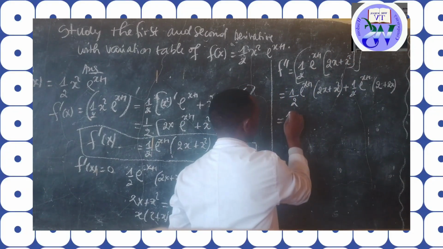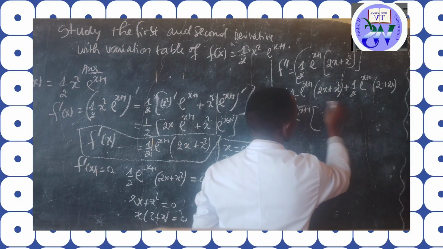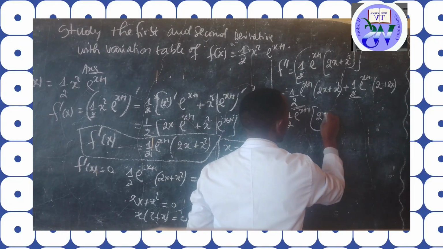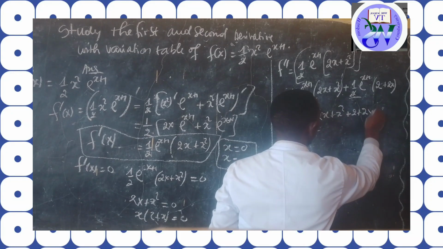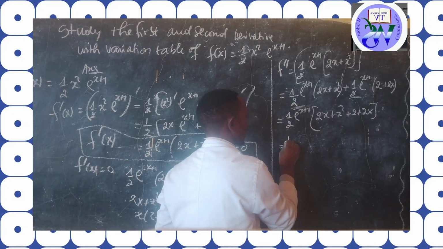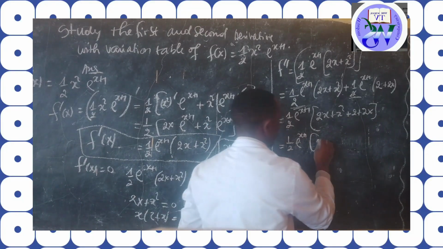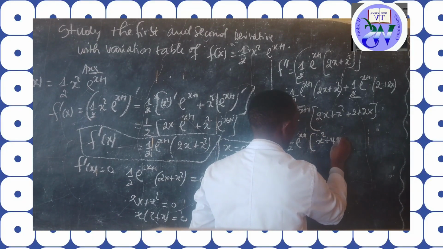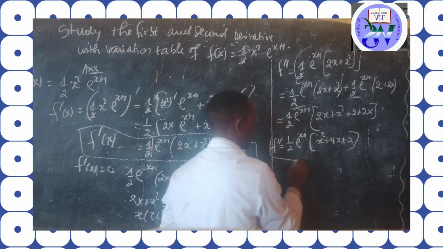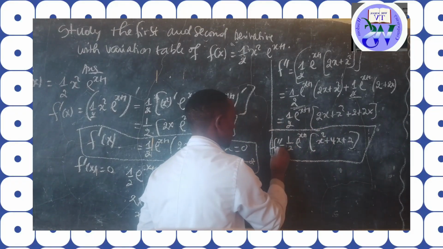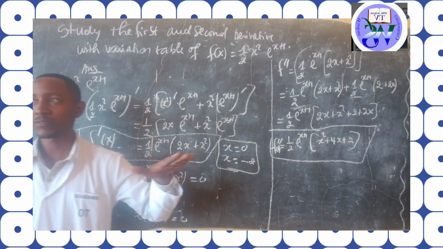By factorization, 1 over 2 e power x plus 1 bracket, then 2x plus x squared plus 2 plus 2x. So this is equal to 1 over 2 e power x plus 1 bracket x squared plus 4x plus 2. So this is the second derivative of f of x.